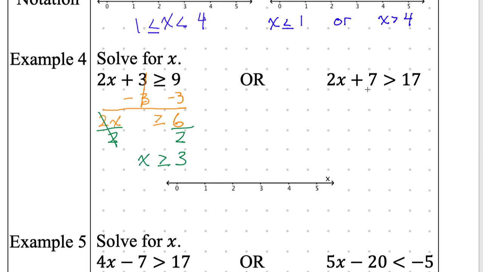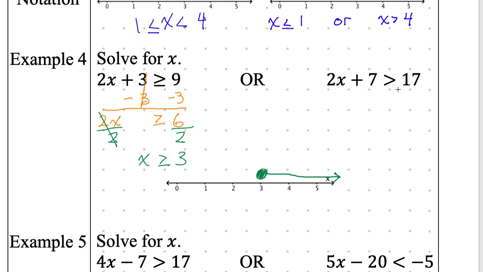Well, let's go ahead and graph that right now. So here's 3. It's equal to 3. Greater than or equal to, so it's going to be a closed point, and make the arrow, it's going to the right, so going to the right. There's my first function.